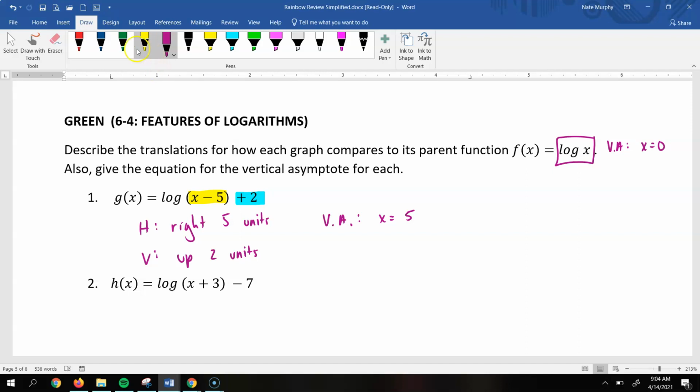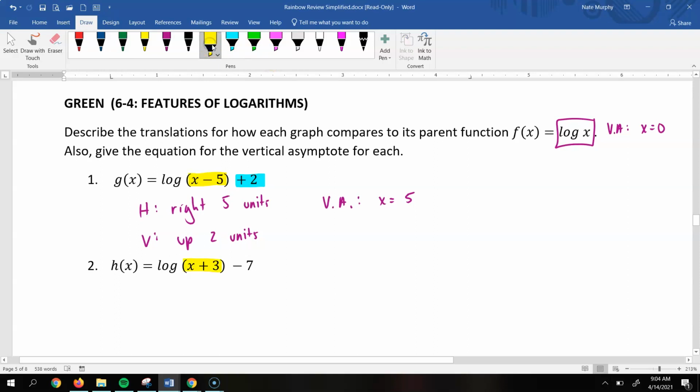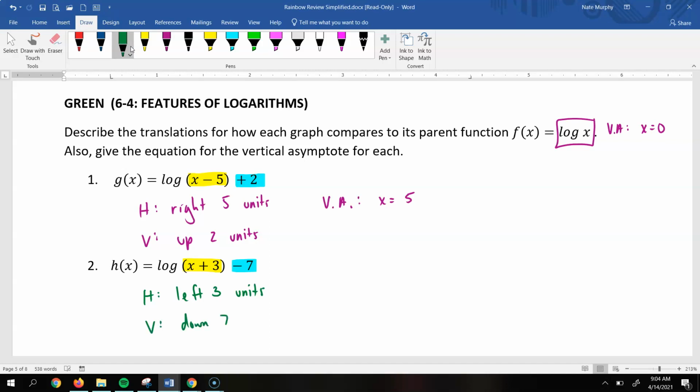I want to make sure that we do that as well for each of these problems. All right, so number 2, we have log of x plus 3 minus 7. Again, this is going to affect the graph horizontally, and the minus 7 is going to affect the graph vertically. Horizontally, since we have x plus 3, this time it means it would go to the left 3 units. The minus 7 means that vertically it's going to go down 7 units. And since it's moving to the left 3 units, the vertical asymptote for this would be x equals negative 3.